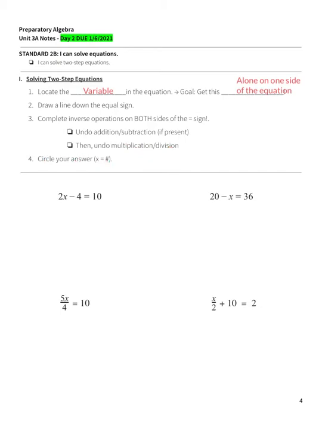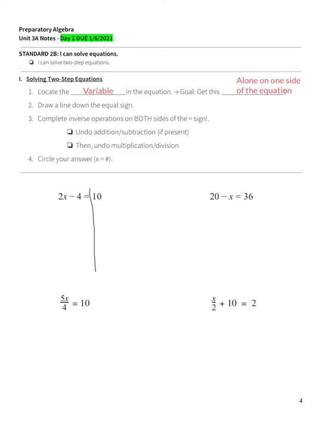Let's try an example. We have this first equation, it's 2x minus 4 equals 10. I locate the variable, my variable is right here. Step 2, I draw a line down the equal sign. Step 3, I complete the inverse operations on both sides. First, I undo addition and subtraction. So I look over here and I can see I have a minus 4. Because I undo addition and subtraction, I need to do this part first.